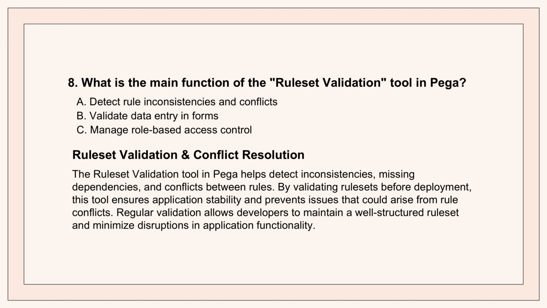Moving on to question 8. This one's about the main job of the rule set validation tool. What do you think it's for? Rule set validation, let me think. Is it A, to detect rule inconsistencies and conflicts, B, to validate data entry in forms, or C, to manage rule-based access control? I'd say it's all about making sure your rules are playing nicely together, you know? Like making sure they get along. Yeah. It's designed to catch any potential conflicts or inconsistencies before they cause trouble in your application. So a preventative measure. Exactly. Think of it as a way to proactively prevent headaches during development and testing.